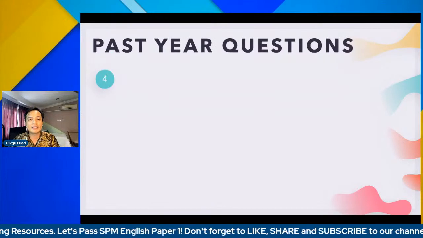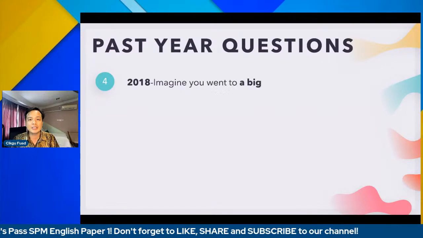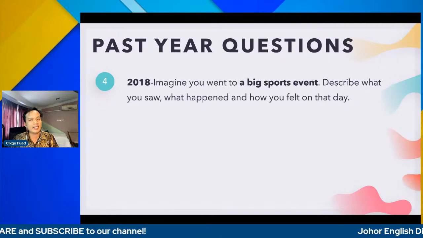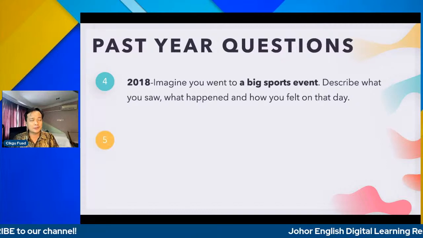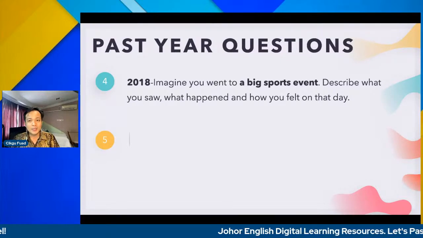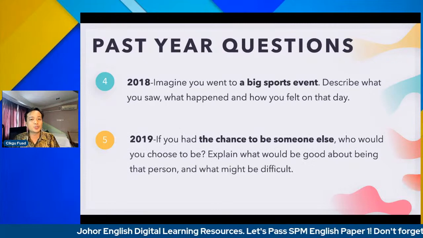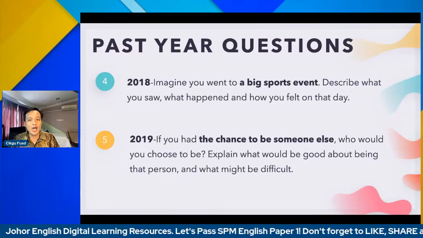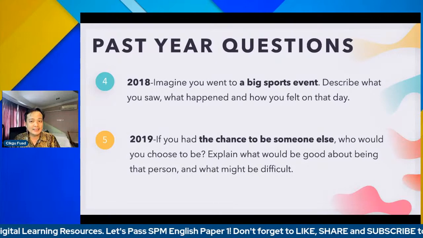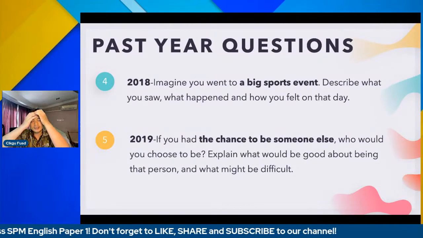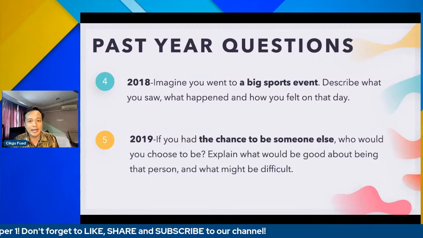We have another example over here, in 2018: imagine you went to a big sports event. Describe what you saw, what happened, and how you felt on that day. And in 2019, last year: if you had the chance to be someone else, who would you choose to be? Explain what would be good about being that person and what might be difficult. So this question talks about yourself, about your writing.